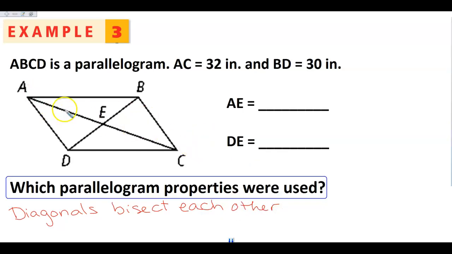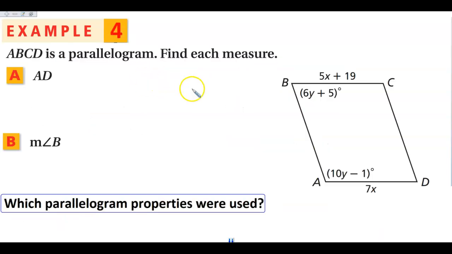So if this whole thing here, I know that these pieces are going to be congruent. I know these pieces are going to be congruent. So if all of AC is 32, we're going to cut that in half to get each piece is 16. If DB is 30 inches, we're going to cut that in half to get each of those pieces is 15 inches. All right? So diagonals bisect each other. The entire diagonal gets cut in half for each piece. Let's look at the next one.